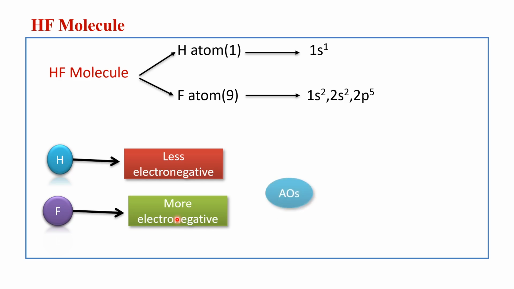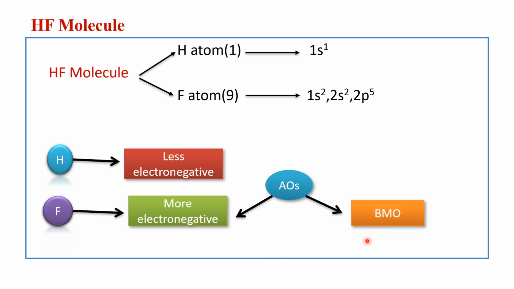And when we form the molecular orbitals, the atomic orbitals of the more electronegative atoms contribute more to the formation of the bonding molecular orbital and less to the formation of the anti-bonding molecular orbital. Similarly, we can say that the atomic orbitals of the less electronegative atoms contribute more to the formation of the anti-bonding molecular orbital and less to the formation of the bonding molecular orbital.